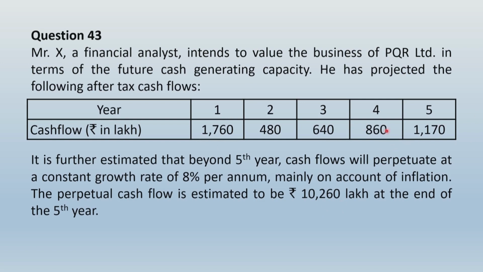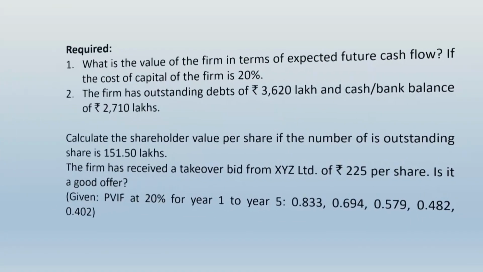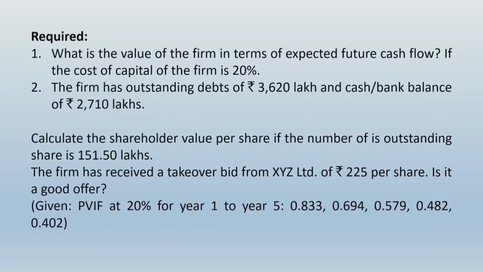That means in the initial 5 years we may have the initial establishment of the business where the cash flows would be very less. Thereafter we take the base of 10,260 and we adjust the growth rate to arrive at the 6th year cash flow, and based on that we will find the terminal value. Let us read the question ahead. It says required, what is the value of the firm in terms of expected future cash flow if the cost of capital of the firm is 20%.